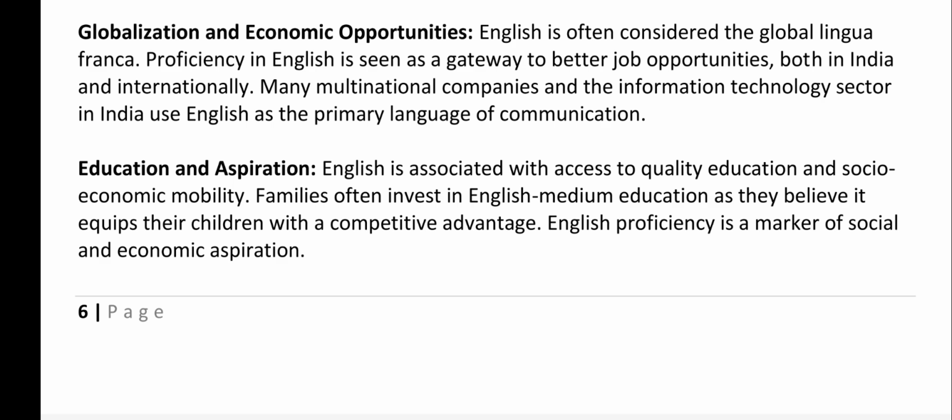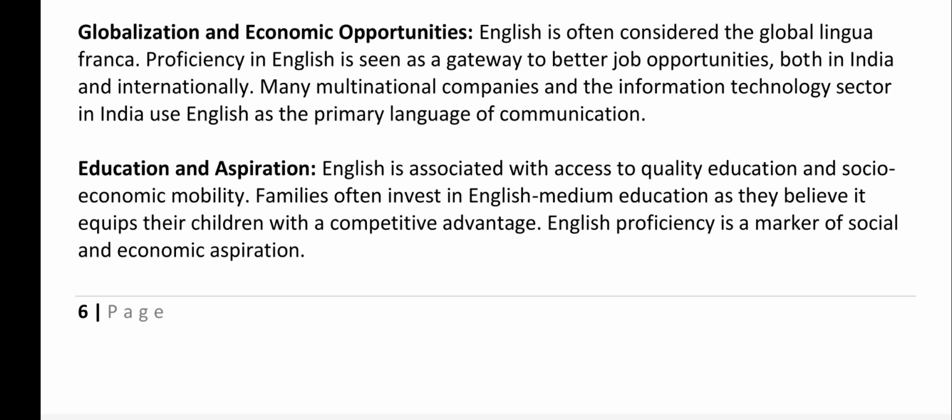Now, education and aspirations. English is associated with access to quality education and socio-economic mobility. Families often invest in English medium education as they believe it equips their children with a competitive advantage. English proficiency is a marker of social and economic aspirations. Now you see, in Meghalaya, the maximum number of schools we have are English medium schools. Yes or no? Maximum of our schools are English medium.